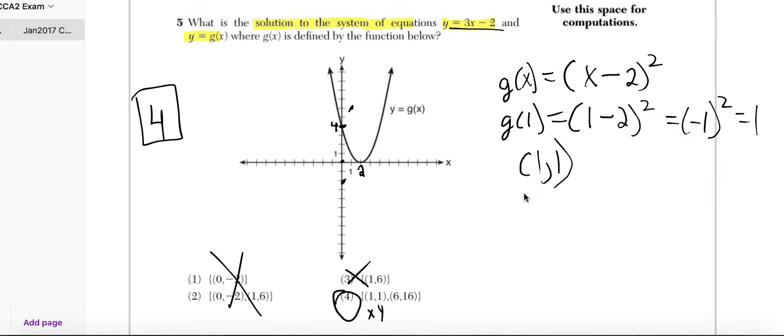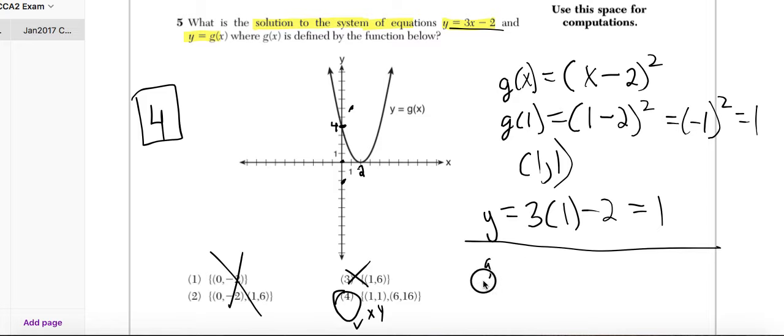Let's check for y equals 3x minus 2. y equals 3 times 1 minus 2. 3 times 1 is 3, minus 2 is 1. So 1, 1 checks out for both of them. So 1, 1 is good. Let's do the same thing for 6, 16. So g of 6 is going to equal, if I substitute, 6 minus 2 squared, that's 4 squared, which is 16. So 6, 16 checks out.